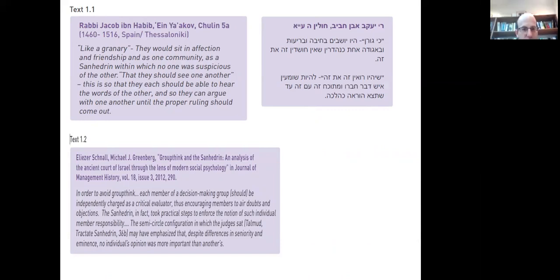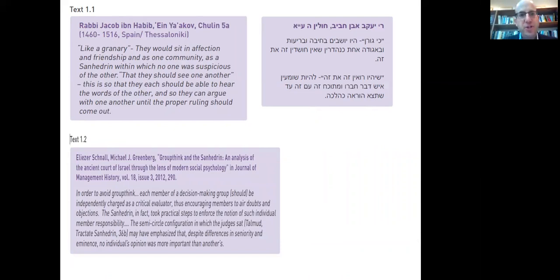And Schnell writes on the bottom there that the semicircle configuration in which the judges sat may have emphasized that, despite differences in seniority, and there were clearly hierarchies and eminence, no individual's opinion was more important than the others. It's flat.